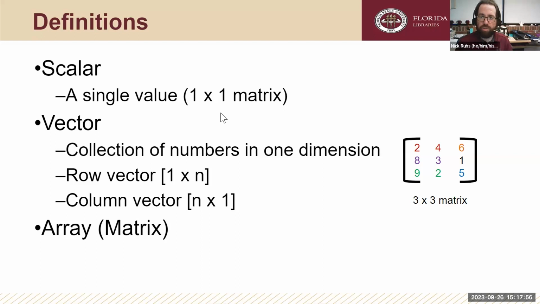We don't often just work with scalars when you get into more complex analyses, but for starting out, we'll have a few simpler things that we're looking at. So the next definition is a vector. A vector is a collection of numbers in one dimension. The two that we commonly work with in MATLAB are rows and columns. So your row vectors or your column vectors.